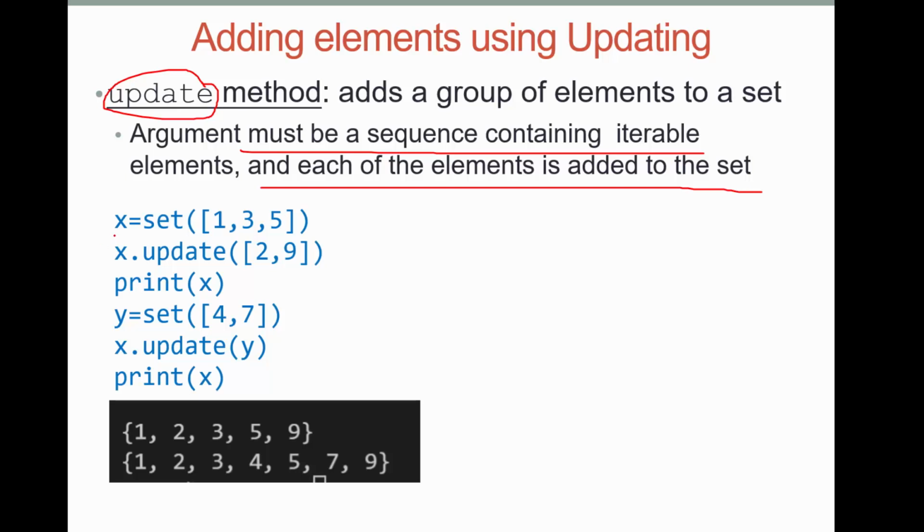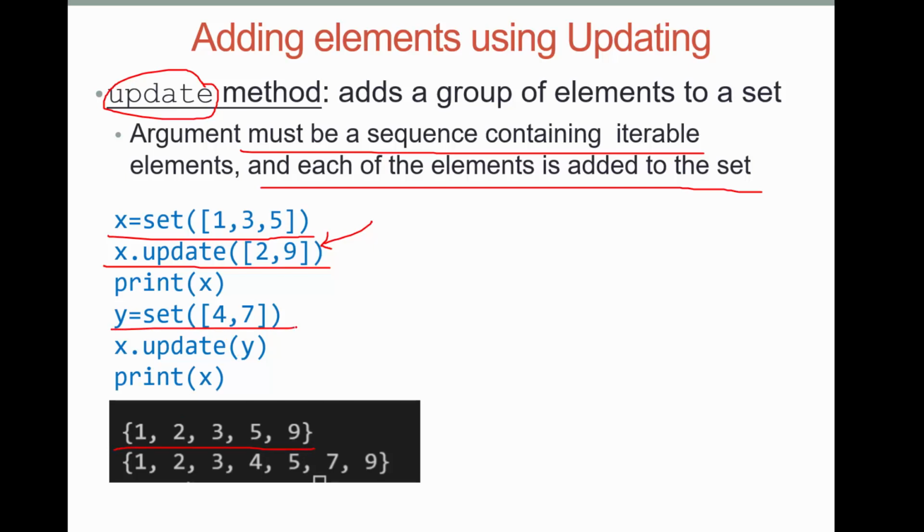Look at this. X is equal to this much. Update, a new list here with multiple items. So what happens is all the items are added to the set. The question is, what if we have duplicates? Duplicates are ignored. So look at the output here.